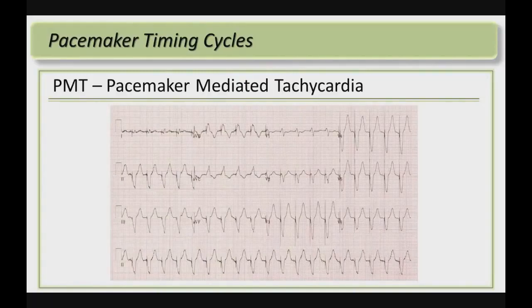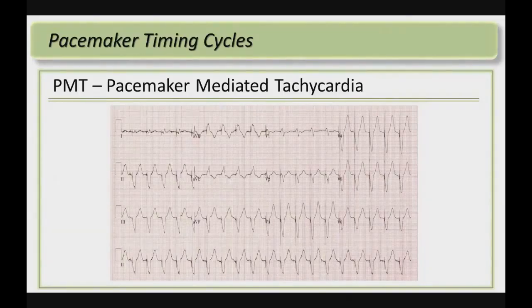Here's an example EKG of a patient in a PMT. At first glance, you might say that looks pretty normal. Patient is atrial sensing and V-pacing at about 120 beats per minute. The problem is, the patient's been at rest for a long time, is short of breath, and feels miserable. So what's going on here?